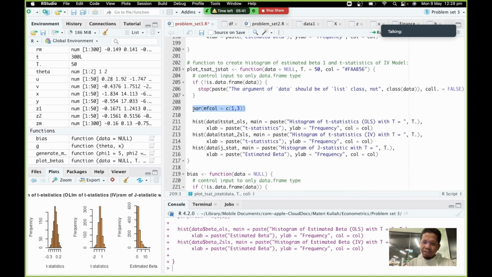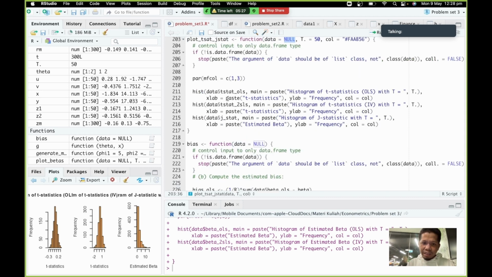And next we are going to see the plot just like before, but here I put the 3 histograms side by side instead of 2. And again, the data we are going to provide next is the data that we have generated from the first function. Here it takes t start OLS, and the second histogram is t start 2SLS, and the third one is g start. So we put all of them side by side.